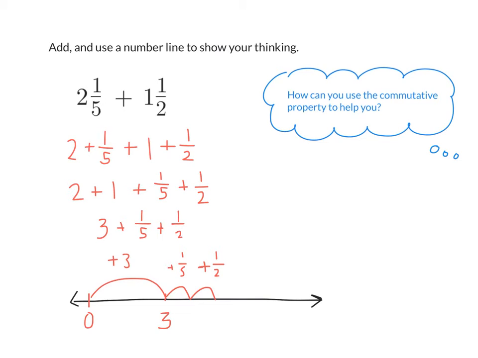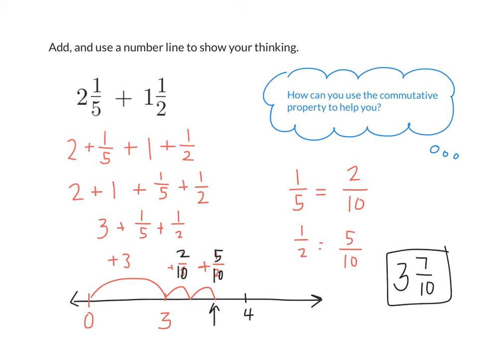Everyone? 10. So I can say that 1/5 is equal to, least common denominator is 10. 1/5 is equal to how many tenths? 2 tenths. Good. And 1/2 is equal to? 5 tenths. So here, instead of adding 1/5, I could say that I'm adding 2 tenths. And then over here, instead of adding 1/2, I could say I'm adding 5 tenths. So if I'm at 3, this is 4 over here, what am I at right now? 3 and? 7. Good. So the answer is 3 and 7 tenths. Good. Okay, my answer would be right here, 3 and 7 tenths.